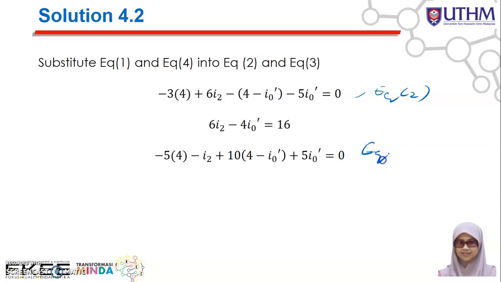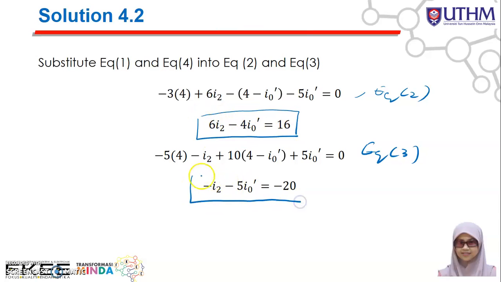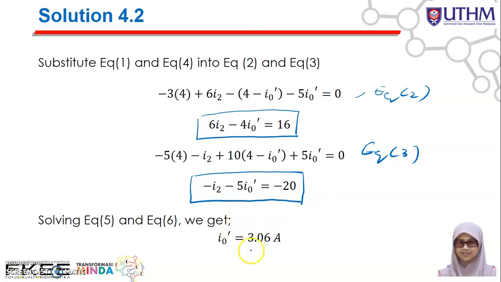Okay, this is your equation 3. You just substitute the value of I1 and I3, and then finally I have the equation of negative I2 minus 5I0 prime equal to negative 20. Okay, so you can just solve these two simultaneous equations, depending on whether you use Cramer's rule, your own calculator, or the matrix. And then finally you get I0 prime equal to 3.06 ampere. Okay, so this is your I0 prime.